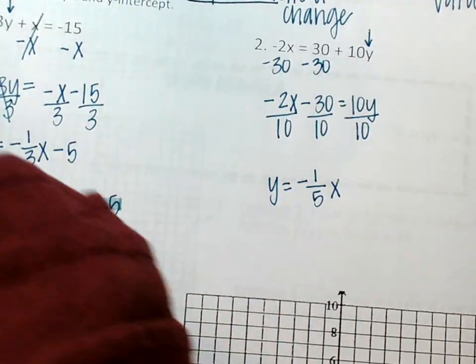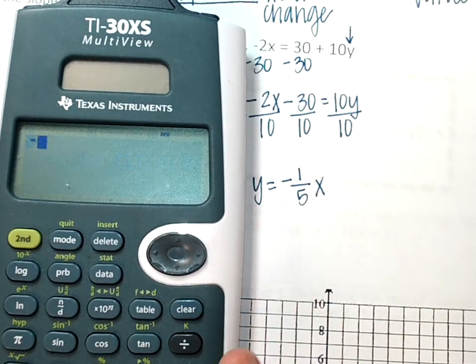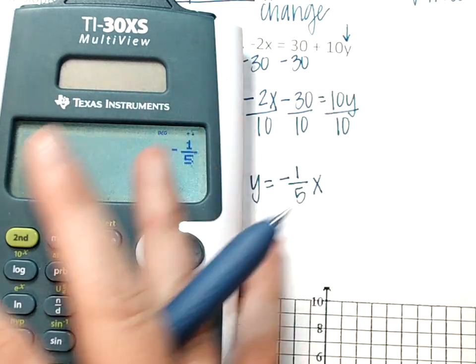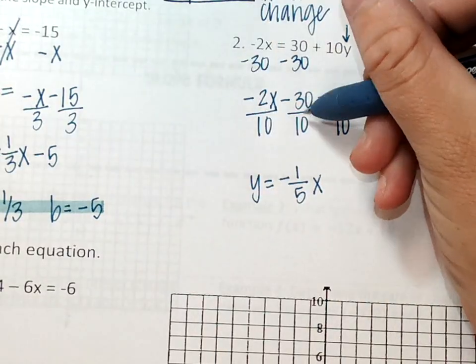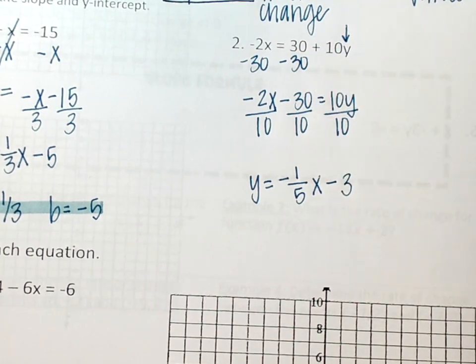And again, your calculator does that for you. If you type it in just like that, negative 2 over 10, it'll simplify it for you. You don't have to know that in your head, okay? Check it with your calculator. And then negative 30 over 10 is what? Negative 3.